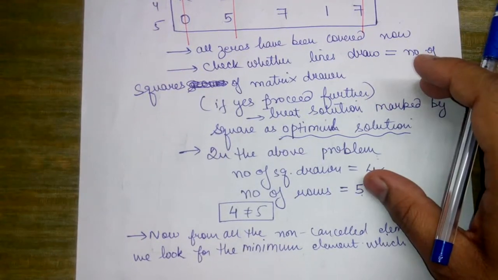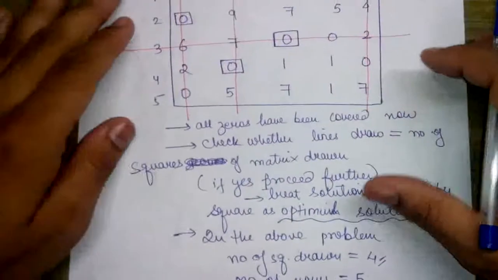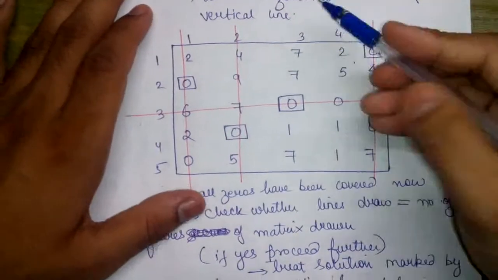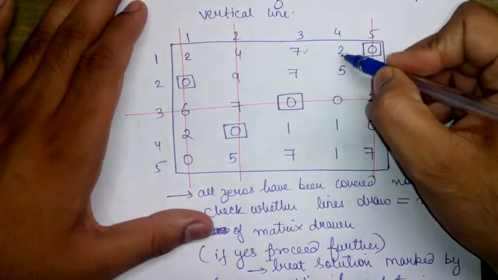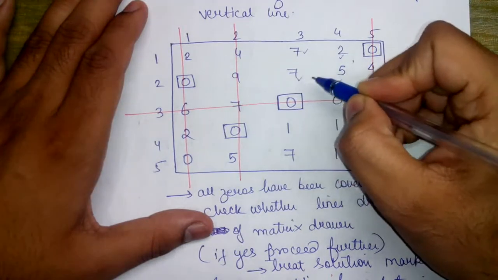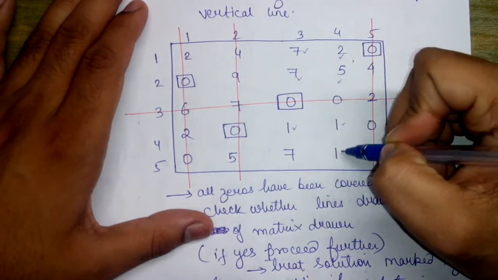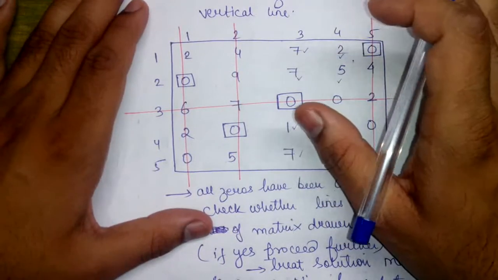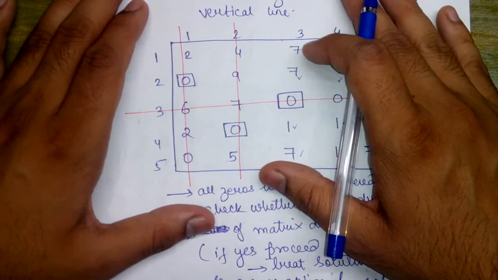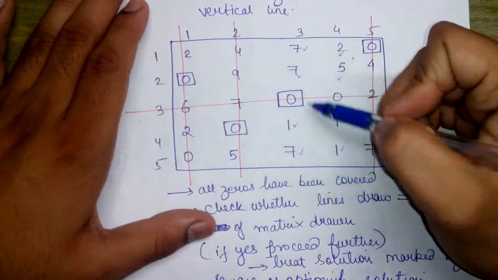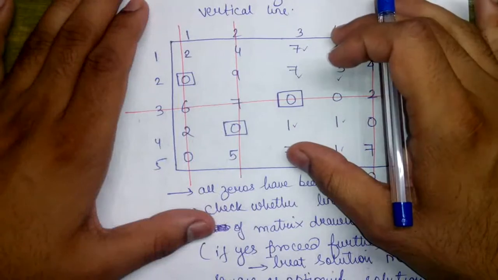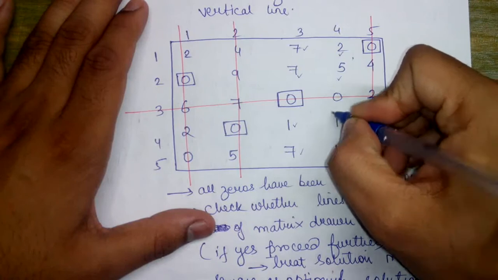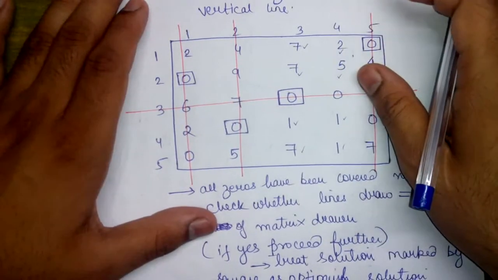Now what is that next step? Please listen carefully. We will identify those elements which are uncovered. So uncovered elements are 7, 2, 5, 7, 1, 1, 1, 7. All these elements are uncovered. Uncovered means they are neither covered by a horizontal line nor they are covered by a vertical line. So all these elements are uncovered. Now we will identify the least uncovered element, which is 1. Okay, least uncovered element is 1.